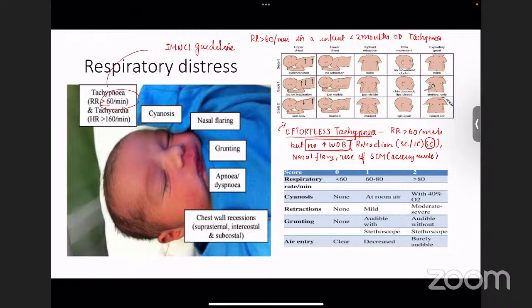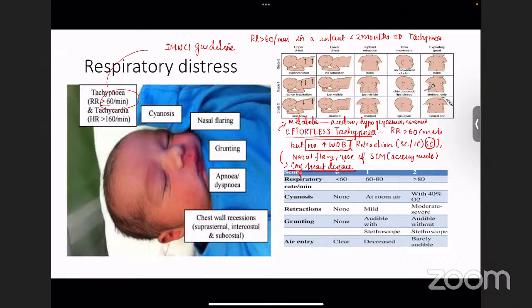Very good. In effortless tachypnea, always rule out a metabolic cause. It could be because of acidosis, which may be because of hypoglycemia and uremia. Sometimes congenital heart disease can present with just tachypnea. There will be no dyspnea unless there is a severe critical congenital heart disease. So these are the two conditions where the child may present with effortless tachypnea.